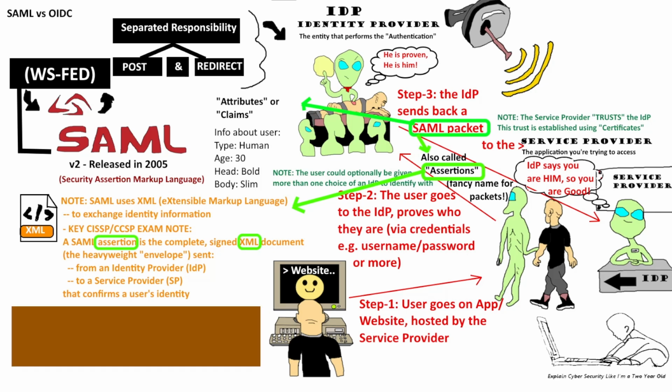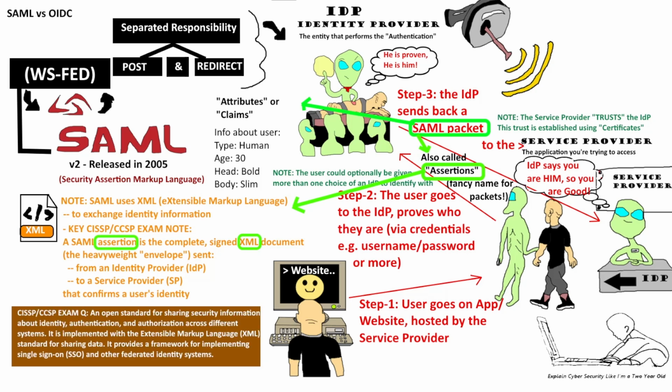And here's a bonus CISSP CCSP exam tip. This is a typical type of flashcard or question you'll see in your exam around SAML. I'll let you read this yourself, but ultimately the answer is SAML, or to be more specific at the time of the video, SAML version 2.